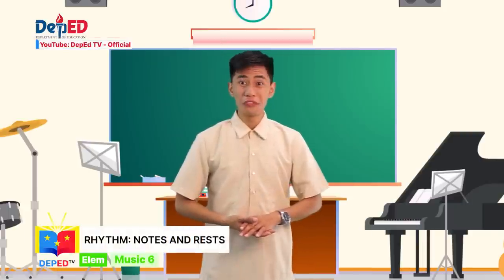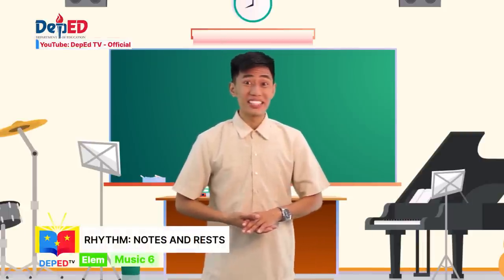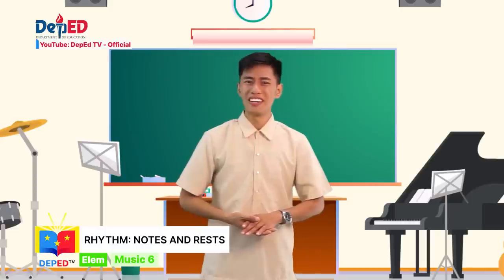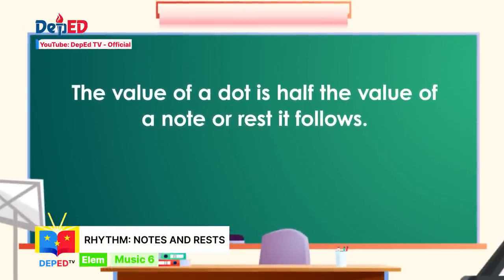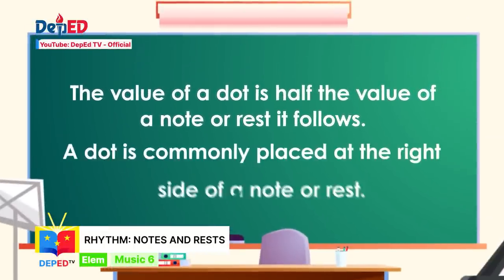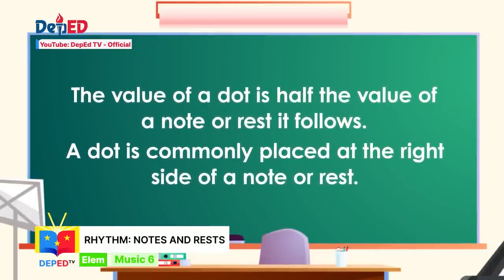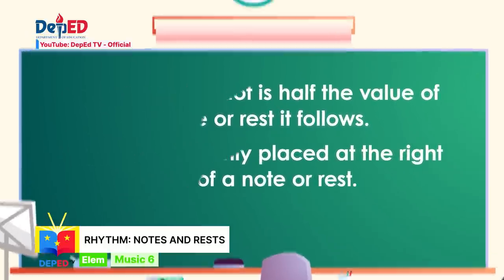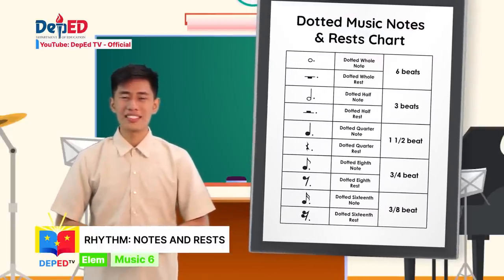Are you enjoying so far? That's good to hear. Keep that excitement, because there's more. The dotted notes and the dotted rests. The value of a dot is half the value of a note or rest it follows. A dot is commonly placed at the right side of a note or rest. These are the dotted notes and the dotted rests.